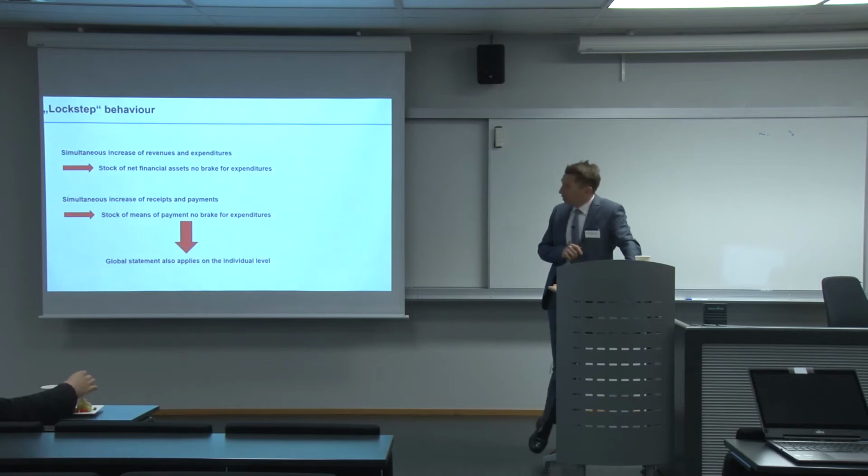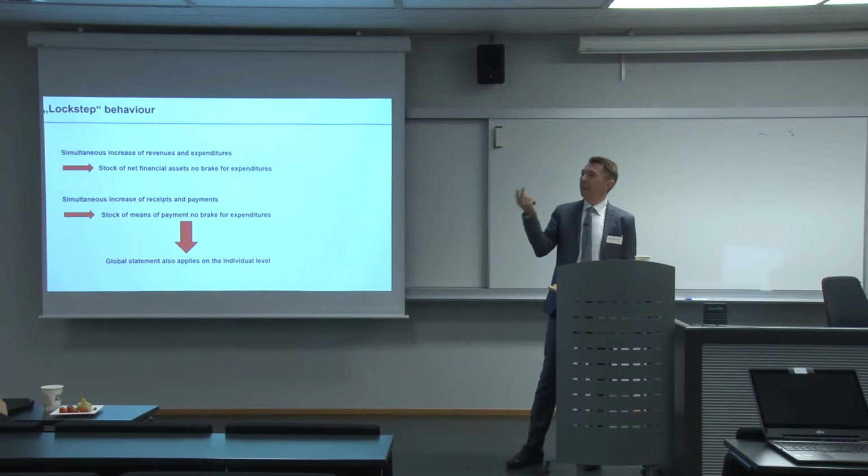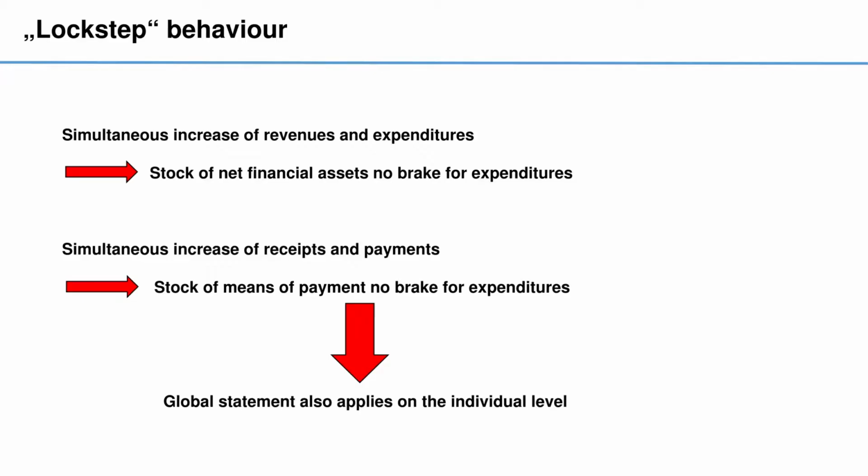And now one important qualification concerning the difference between the partial, the relational, and the global statement we heard already is the idea of behavior in lockstep. And that leads to the peculiar result that the global statement also applies to each single economic unit. And referring to revenues and expenditures, that means that every economic unit has exactly the same amount of revenues as expenditures, so that there are no balances, or the existing balances stay the same.